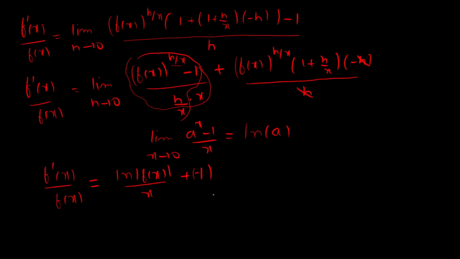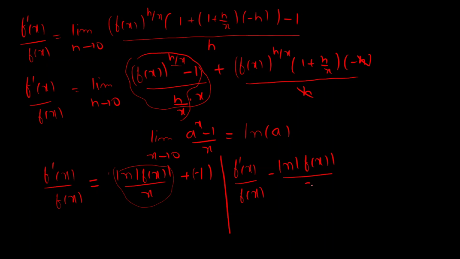Yes, now we need to solve this differential equation to get to our final answer. Now let me do one thing. I'll take this term to the LHS: f dash of x by f of x minus ln of mod of f of x divided by x equal to minus 1. Now I will divide by x on both sides, 1 by x on both sides.